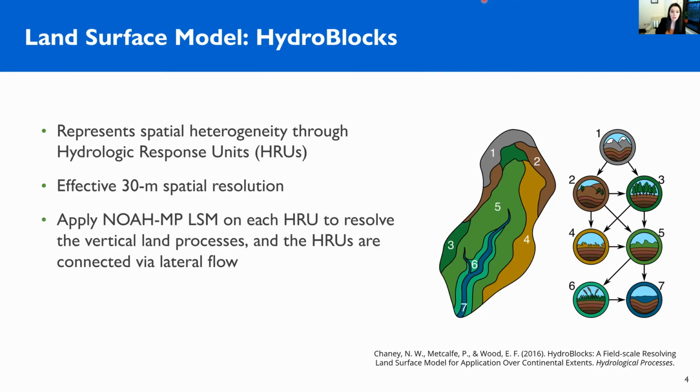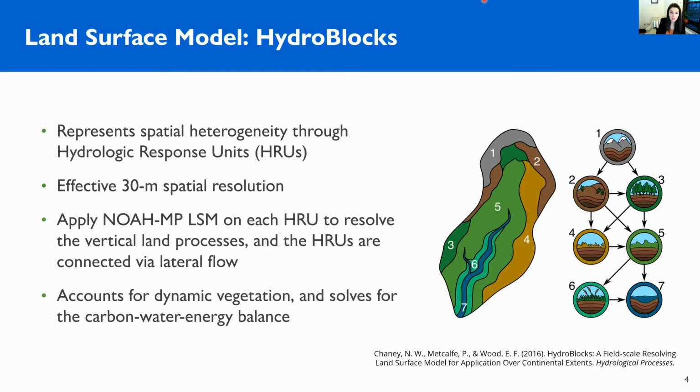HydroBlocks uses the Noah-MP land surface model to solve for the physical and vertical processes at each of the HRUs, and then connects the HRUs via lateral and subsurface flow. By using the Noah-MP model, HydroBlocks also allows us to simulate vegetation dynamics and account for the water, energy, and carbon balance, which allows us to estimate the soil moisture dynamics in a hydrologically consistent manner.